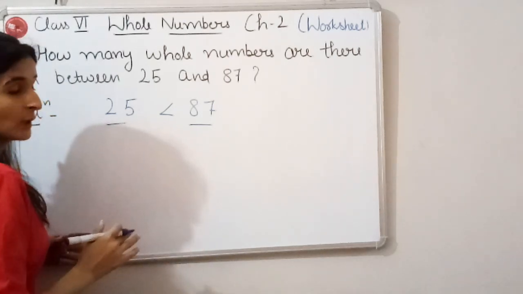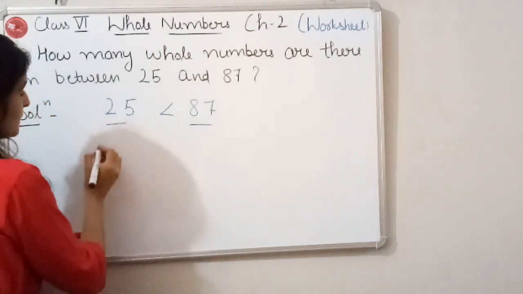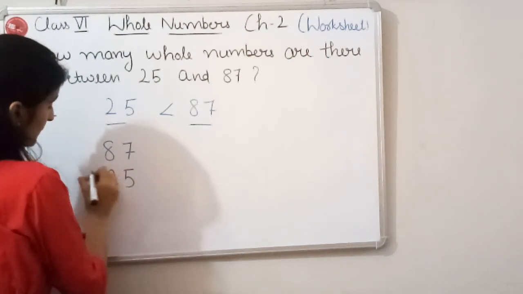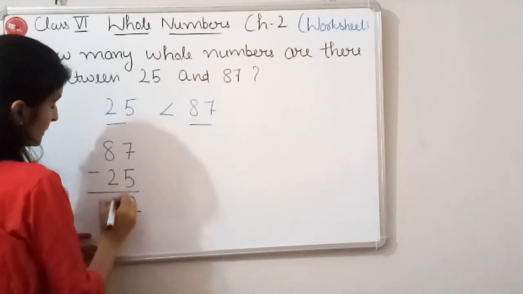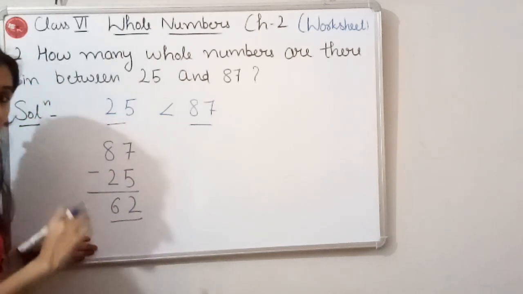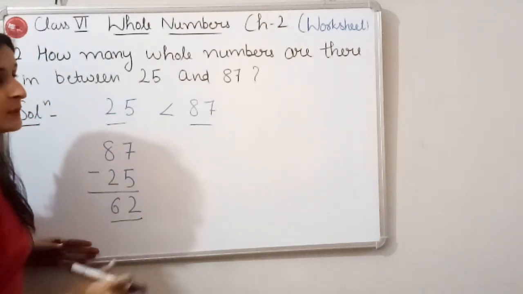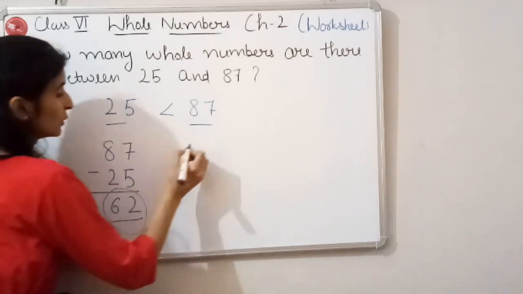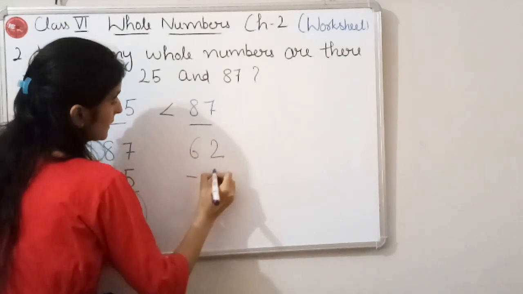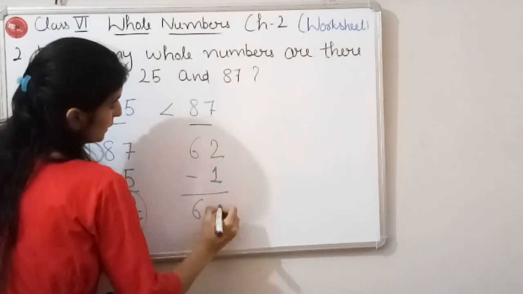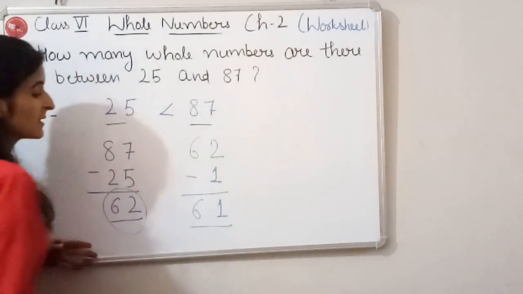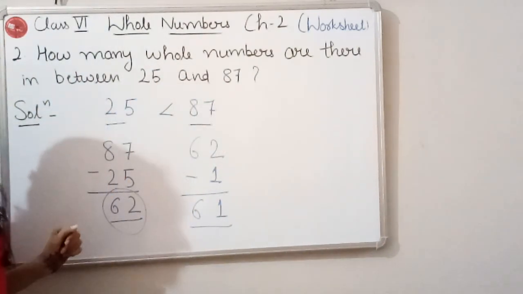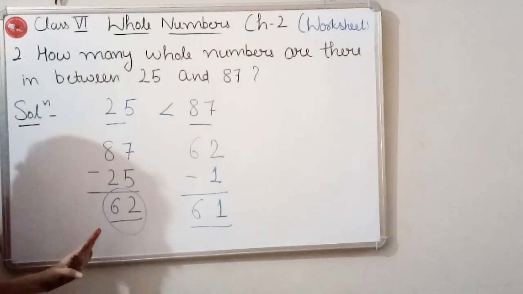Now our next step will be, we will subtract the smaller number from the greater number. 7 minus 5 is 2, 8 minus 2 is 6. Now 62 has come. Now we have to subtract 1 from this 62. So 62 minus 1 is equal to 61. It means there are 61 whole numbers between 25 and 87. Is it clear to all?